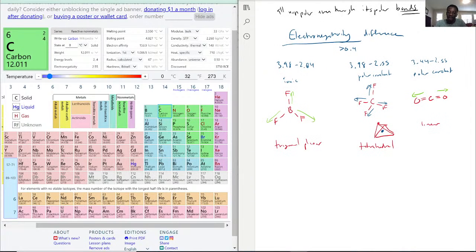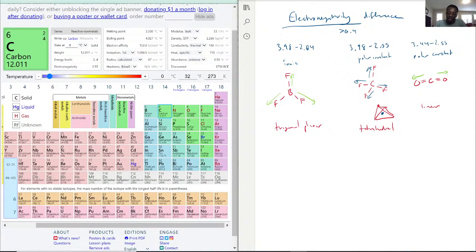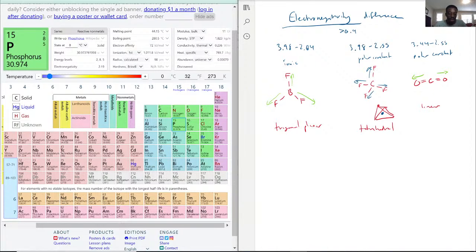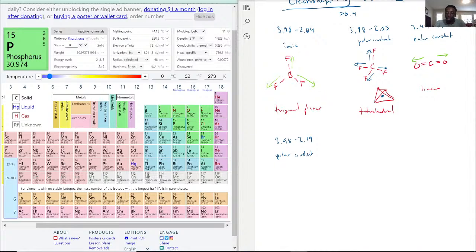PF5, ooh, that one's quite big, but we have the difference between phosphorus and fluorine, okay, 3.98 minus 2.19. It's very polar covalent. Still not counts as ionic because it's still two non-metal molecules bonded together.